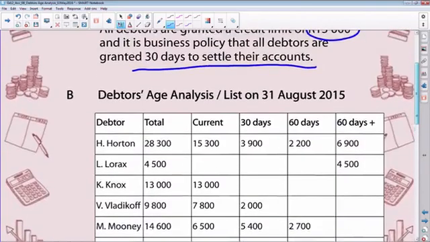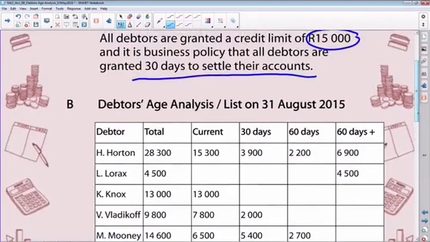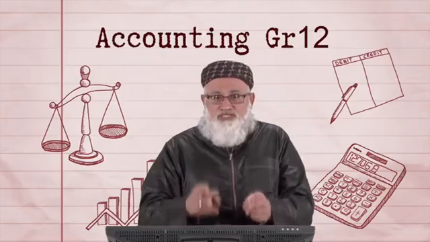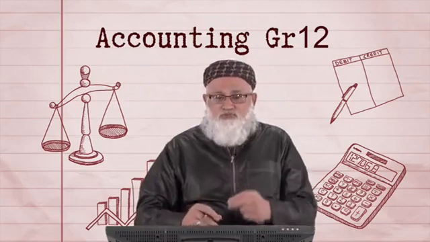Here's the debtors age analysis. Right, let's keep it there for you. Mention 2 points from this debtors age analysis that you would explain. Go for it. Your minute starts now.